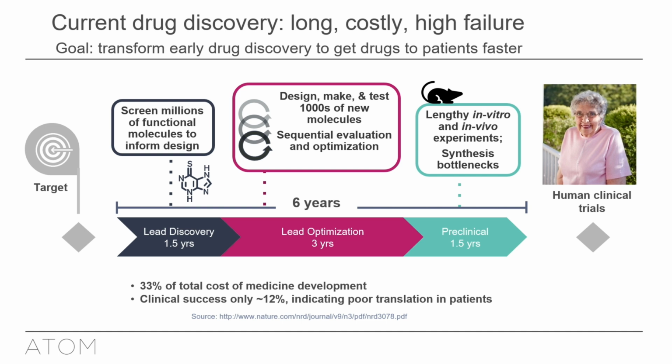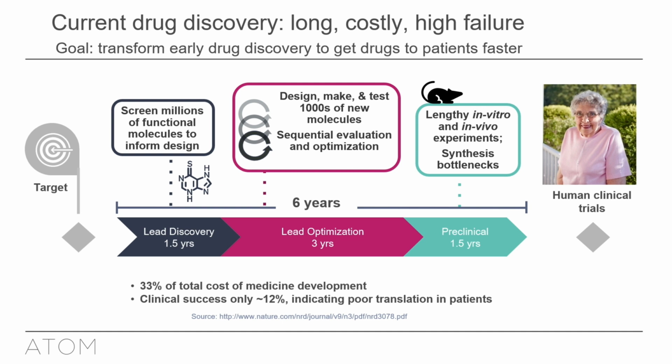The current pipeline looks like this. First, we have lead discovery, taking 1 to 1.5 years. This is usually done in a pharma company. We screen millions of functional molecules to inform our design of new drug molecules. Next, we have lead optimization. It takes the longest time to do this. We sequentially design, make, and test thousands of new molecules.